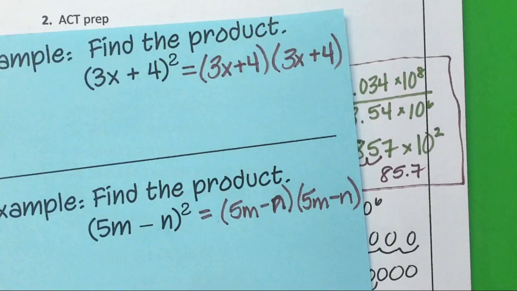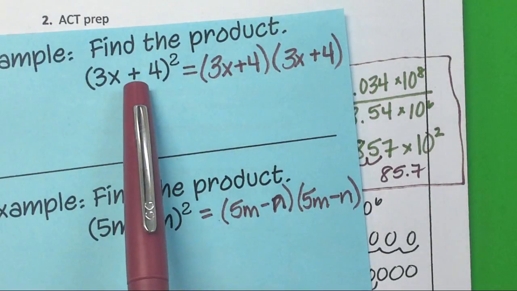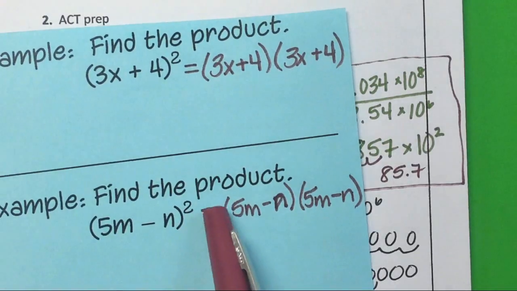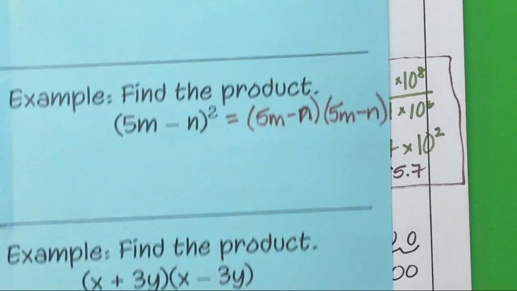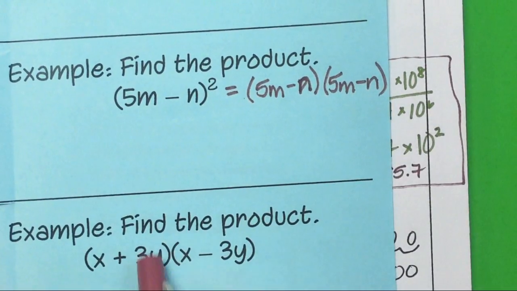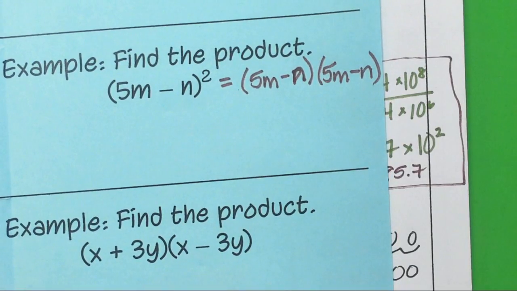Okay, so there are 3 kinds of problems we're going to talk about today. One where it's the same term twice with a plus sign. One where it's the same term twice, but there's a minus sign in the middle. And then the last one, one term has the plus, one term has the minus. It's going to be great.